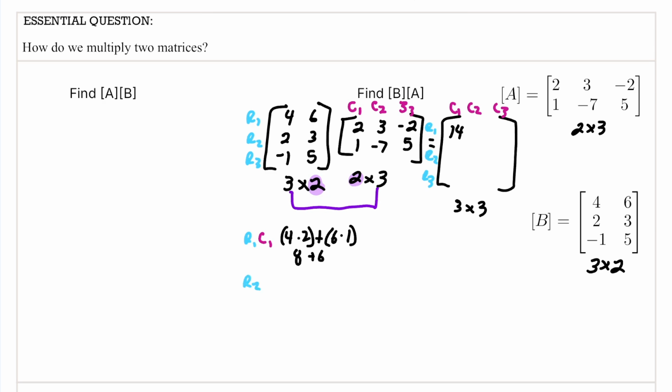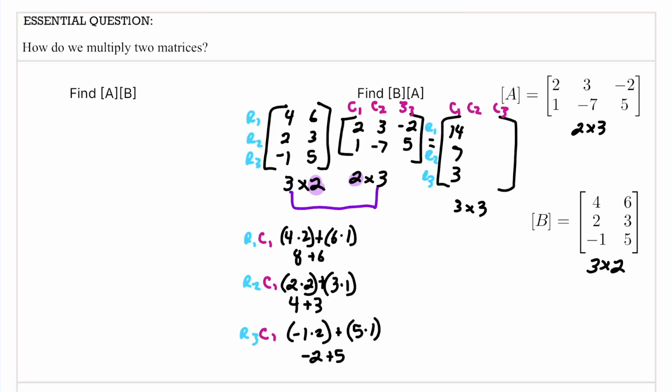We'll go row 2, column 1, 2 times 2, three times 1 gives us 4 plus 3, which is 7. And then we've got row 3, column 1, negative 1 times 2, and then 5 times 1 gives us negative 2 plus 5, which is 3.